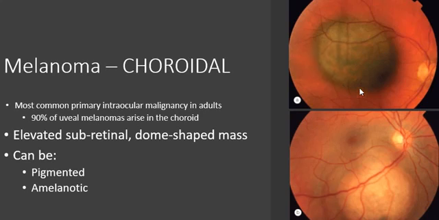So here is a pigmented choroidal melanoma, and it looks elevated because it's pushing these retinal vessels and distorting them. The melanoma down here is what we call amelanotic, and that's where it's not pigmented, and it's dome shaped again, just like a little ball pushing the retina upwards.